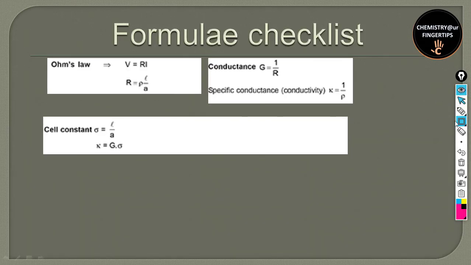Okay, so here is the first formula list. Ohm's law, most of you know about it. Then you have specific resistance, rho equal to R a upon l. Conductance is the reciprocal of resistance. And then you have specific conductivity kappa, which is 1 upon rho. Cell constant value is l upon a. And the values are pretty much understood. Most of these formulas you have already used in entrance exam solving, so I think it should not be a problem for you. Let me move ahead.